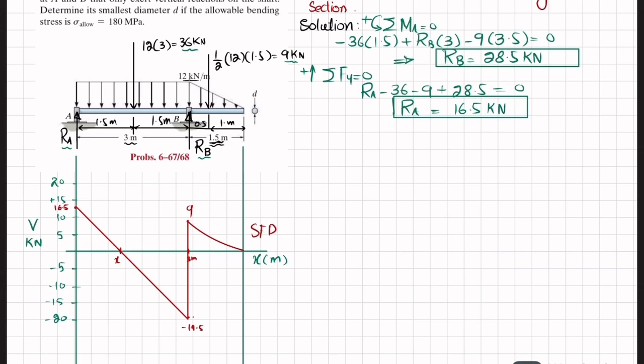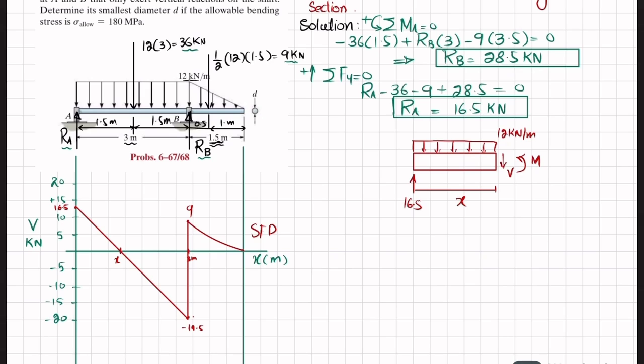So for x we will cut this beam at any length x, and we'll draw the free body diagram of this beam. So this is RA, which is 16.5. This is the length x over which we cut this beam, and there is a uniformly distributed load equal to 12 kilonewton per meter. There will be a shear force, and there will be a bending moment. So we will find the equation of shear force.